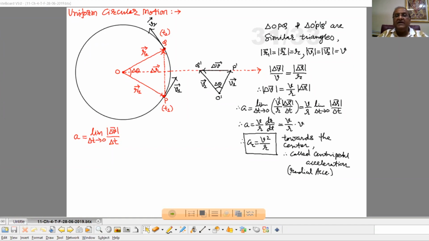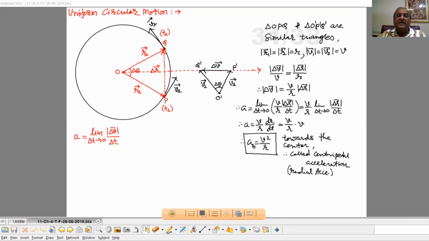This delta V by delta T, we can write as V by R, delta R by delta T. So we can rewrite this as V by R, limit delta T tends to 0, delta R by delta T. But this limit delta T tends to 0, delta R by delta T, can be written as dr by dt. But dr by dt is again V. So we can write A equal to V by R into V. So A is V square by R.